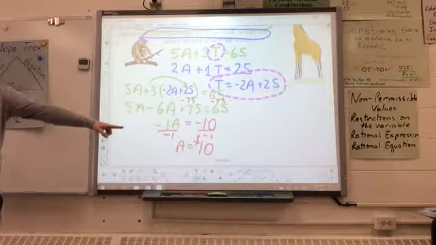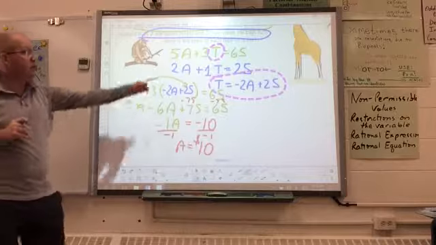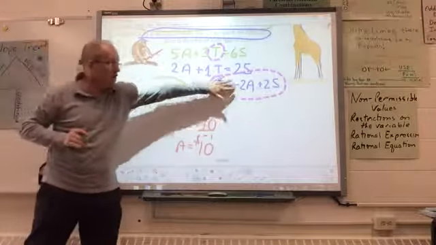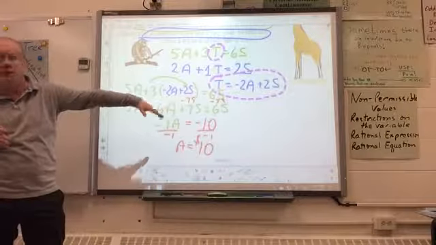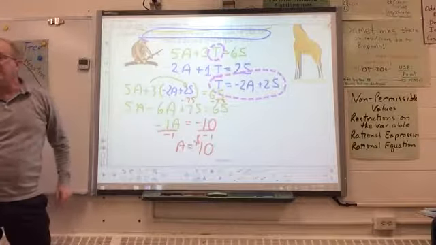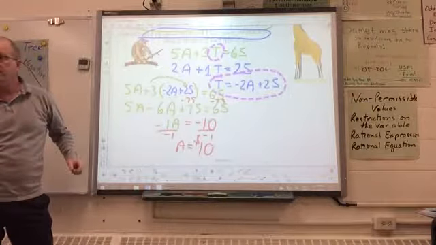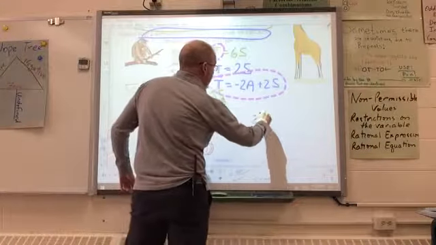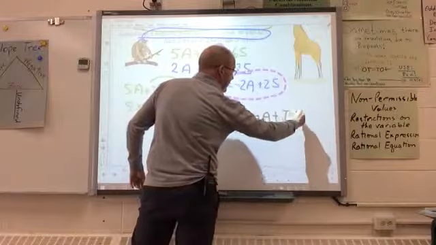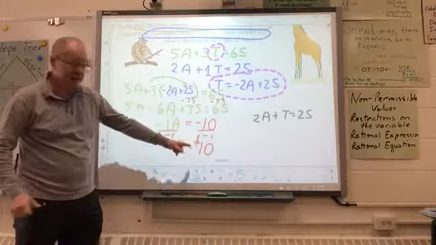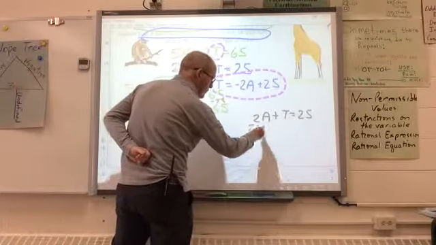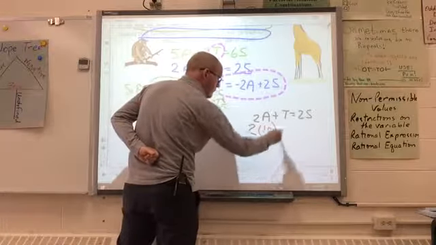A is 10. So we go back and choose one of the original equations, not anything we've changed, because we might have made a mistake. One of the original two. Which one looked easier, the green or the blue? Blue. So that's 2a plus t is 25. If a is 10, we substitute in a is 10.